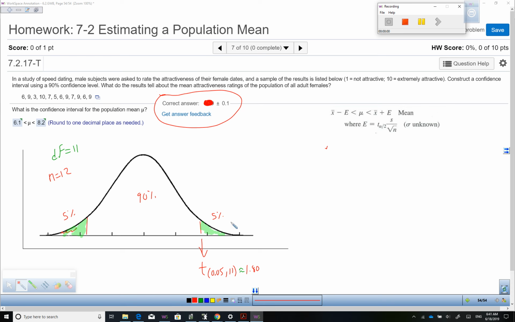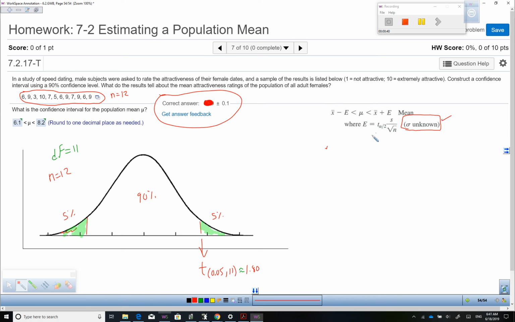Okay, this is problem number 7 on chapter 7, section 2. For this problem, we need to construct a confidence interval using a 90% confidence level, and they give you the data here. This is the sample with 12 elements, and we don't know the value of the population standard deviation, okay?